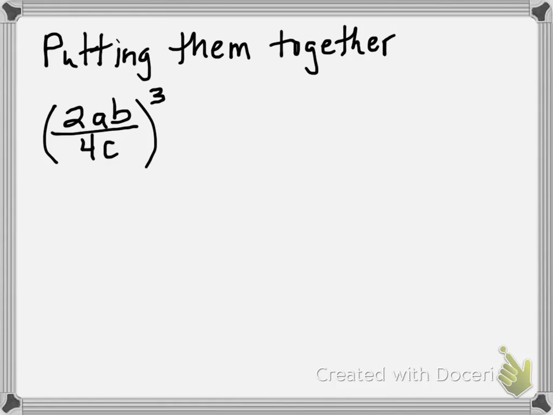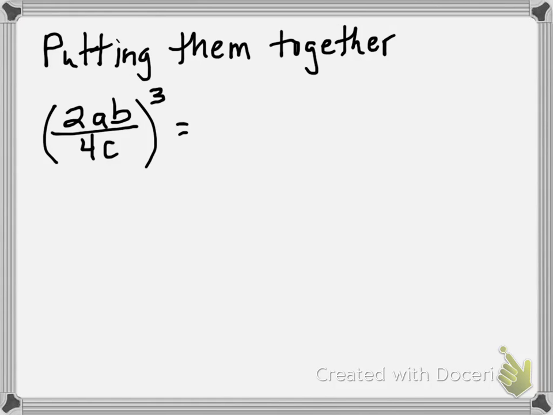So I've got multiplication, I've got 2 times a times b, I've got more multiplication, 4 times c, and I've got division. I'm dividing that numerator divided by the denominator. And all of it's raised to the third power. Okay? But I'm going to follow the exact same rule.